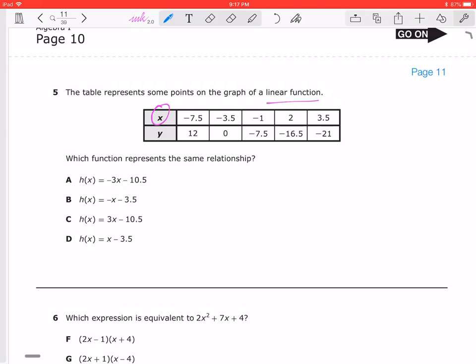b value. Don't be fooled, make sure you pay attention to your x and your y values. Your b value is going to be when x is equal to 0, okay?